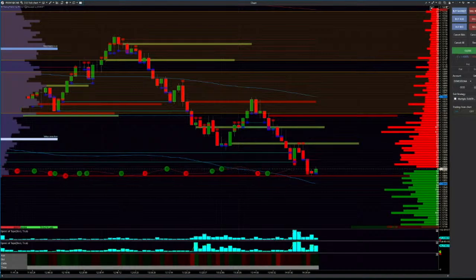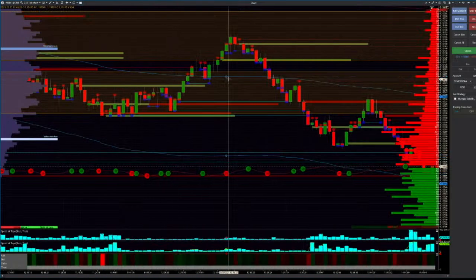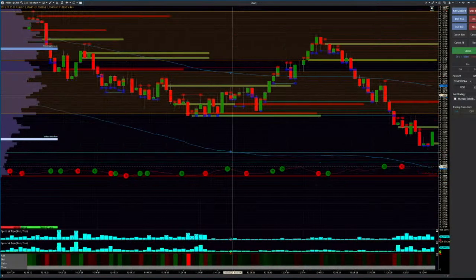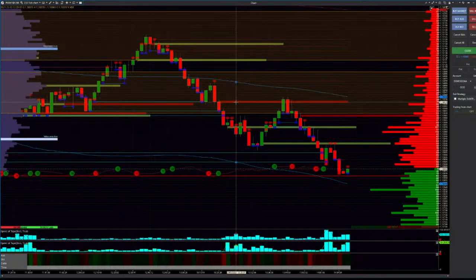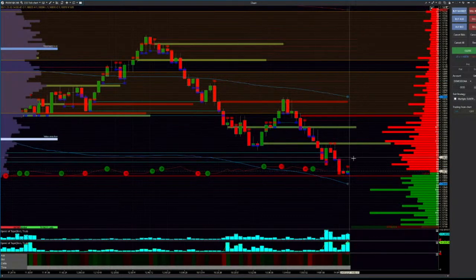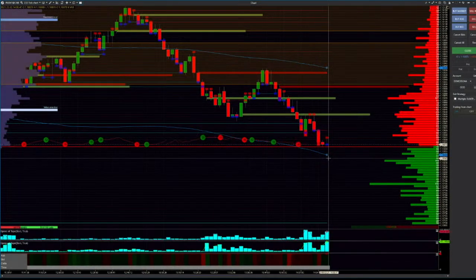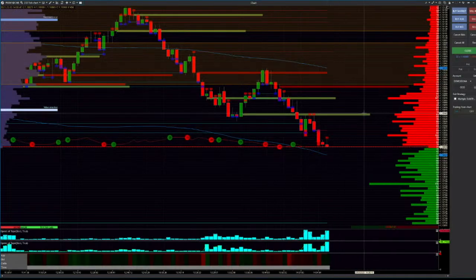All right, let's continue. So we have two very nice rotation areas here. What we like to do is find the perfect spot where to place our entry. We can see the price still trading on the downside, so we have time to plan our entry in these areas.